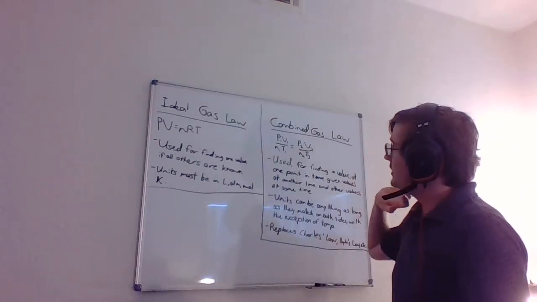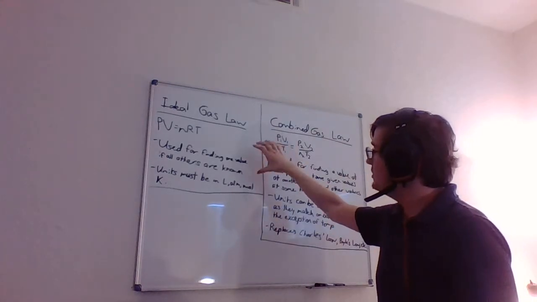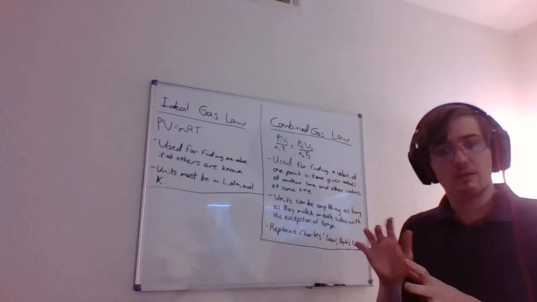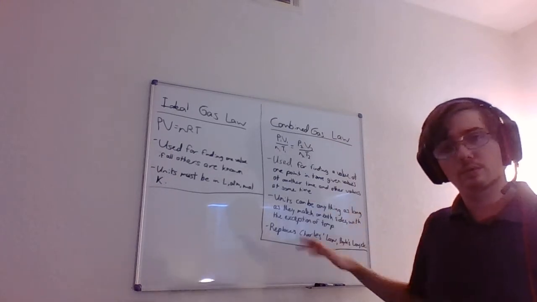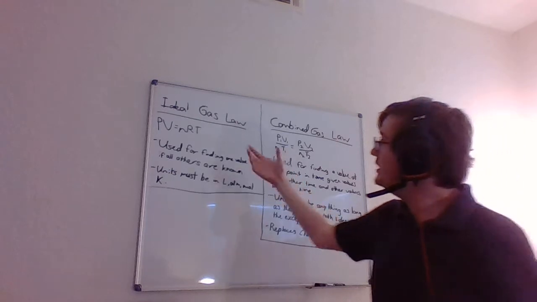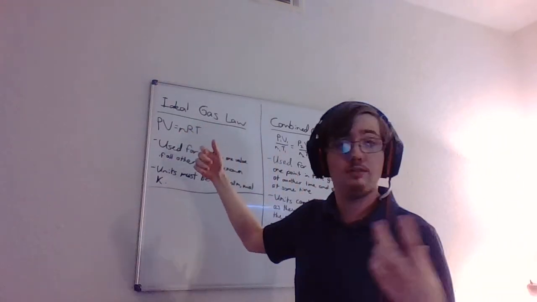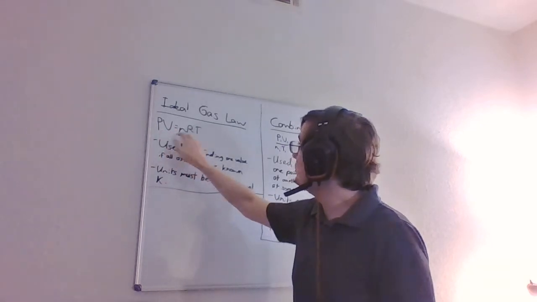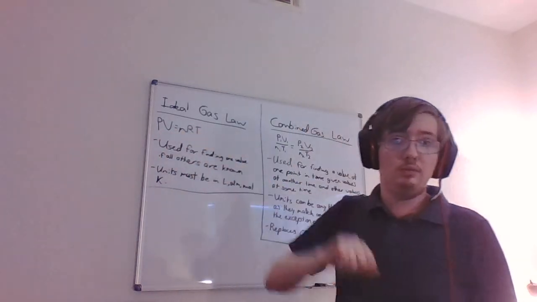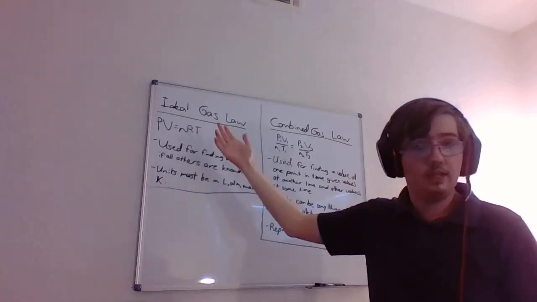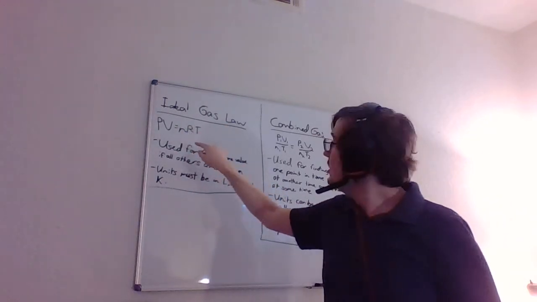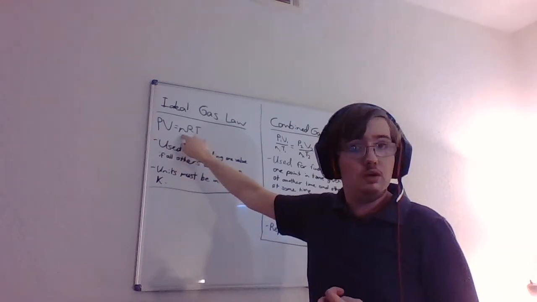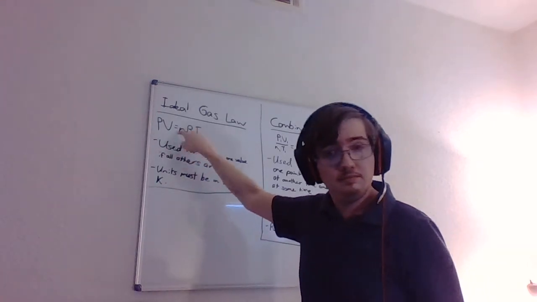For the ideal gas law, the way you use it is if you know three of the variables here and you don't know the fourth, then you can use this formula to find that fourth. So for example, let's say you know the pressure and volume and the temperature, but you don't know the number of moles you have. Well, you have the ideal gas law, so you can plug in here and you'll end up being able to solve for n, the number of moles.